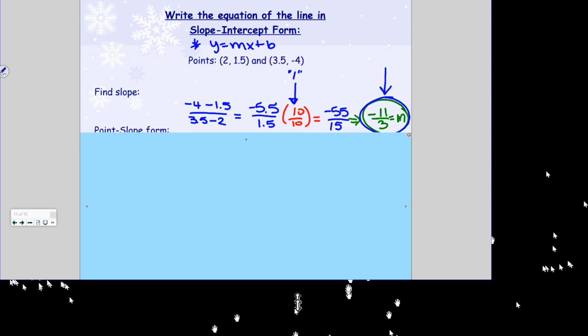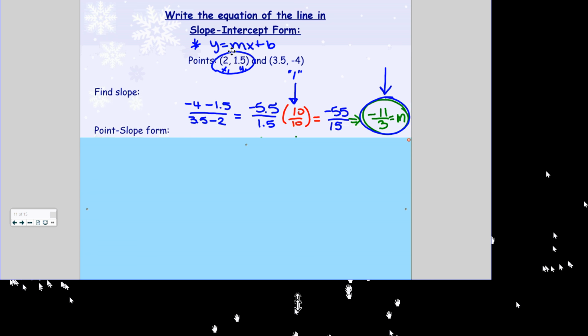I hope you now can see that we have a slope and we have actually 2 points. So remember, when we are writing into point slope form, which would make most sense because we don't have a y-intercept, you only need one of the points. So take a moment and choose a point. I usually choose the one with smaller numbers or easier numbers, so I'm just going to use 2, 1.5 as my point. You certainly could use 3.5, -4 as your point. It's up to you. Please label your x1, y1.